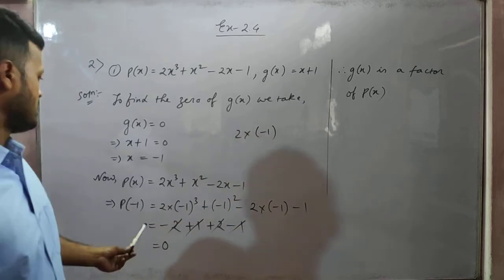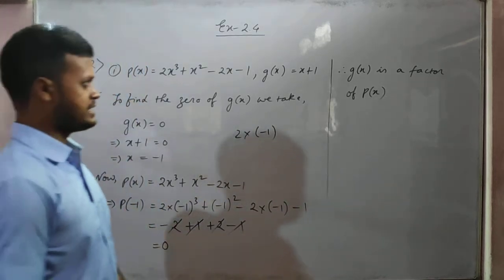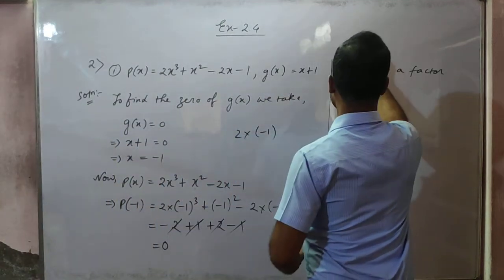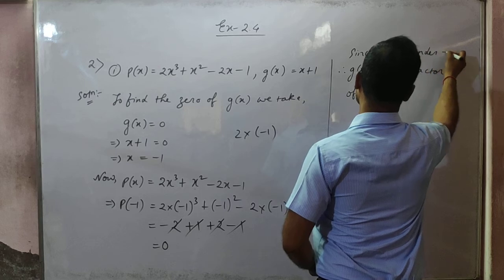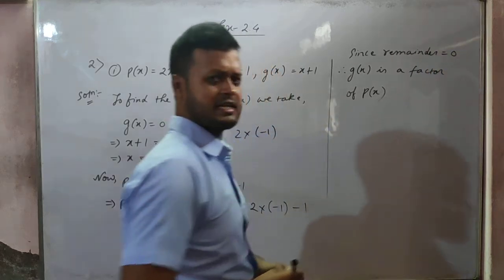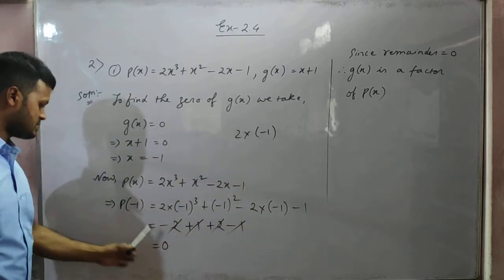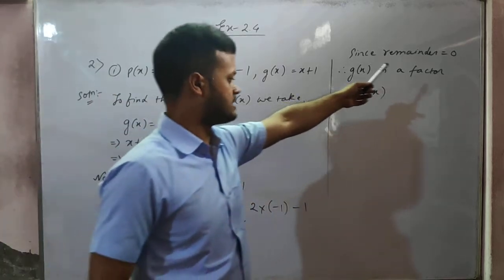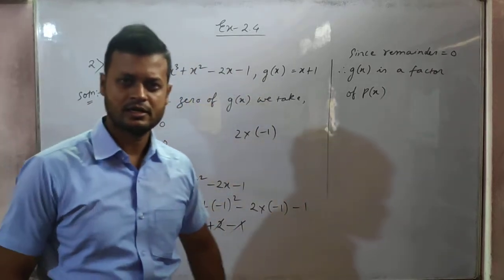So now you see the remainder is 0, isn't it? You can also write here like this: since the remainder is equal to 0, even if you don't write that also is okay. Because on putting the zero we found the value equal to 0. Since the remainder is equal to 0, therefore g(x) is a factor of p(x). Understood?